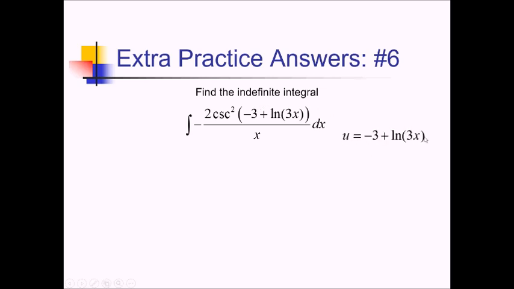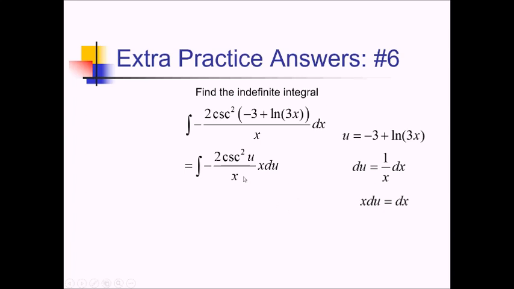Taking the derivative of both sides, we can write du equals, and then this negative 3 is gone. Derivative of ln of 3x, that's going to be 1 over 3x times 3, so just 1 over x dx. Multiplying now, we get du times x is going to be the same as dx. And now substituting back in, we can write negative 2 cosecant squared of u, all that over x. And then instead of dx, we can write x du.